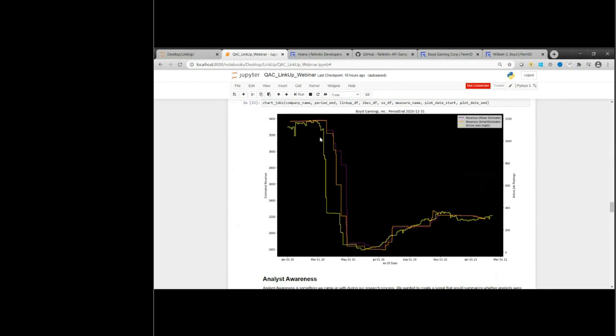So Boyd Gaming is actually a really compelling example about why you want to pay attention to active jobs. It's no surprise in March, they were pulling back jobs, and only after a little bit of lag did the sell-side analysts start revising their estimates down. And just so you know, the SMART estimates in orange were slightly ahead of the consensus estimates in purple until they eventually converged.